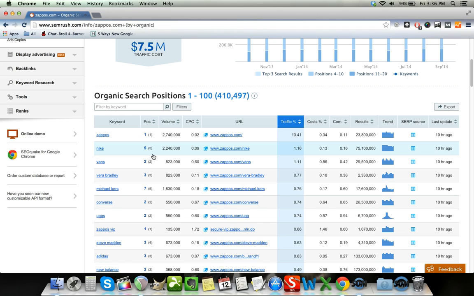It has a cost per click of 9 cents. The cost per click is how much an advertiser would need to pay Google each time an ad for the keyword Nike is clicked. Next, we have the landing page URL, and we have the traffic percentage.